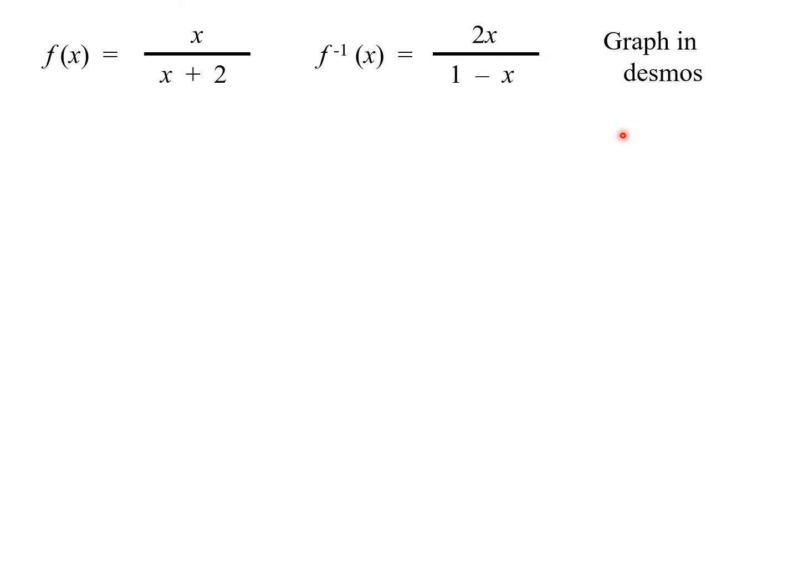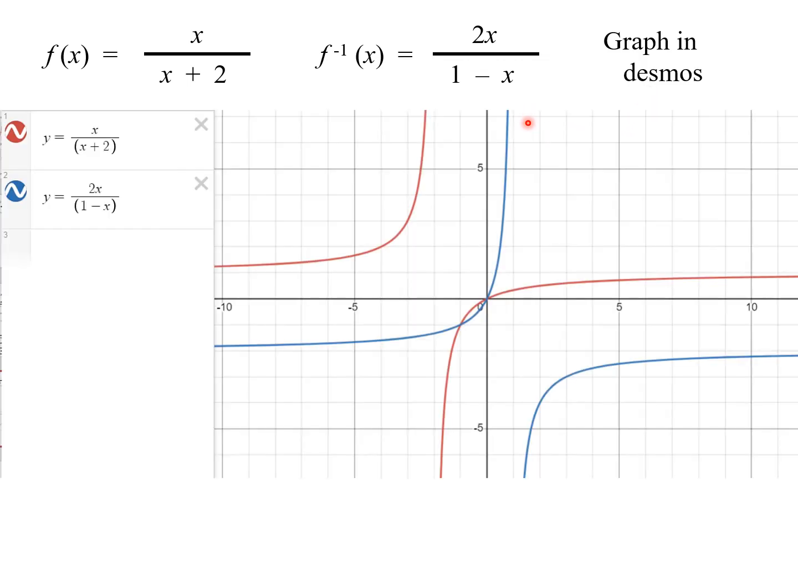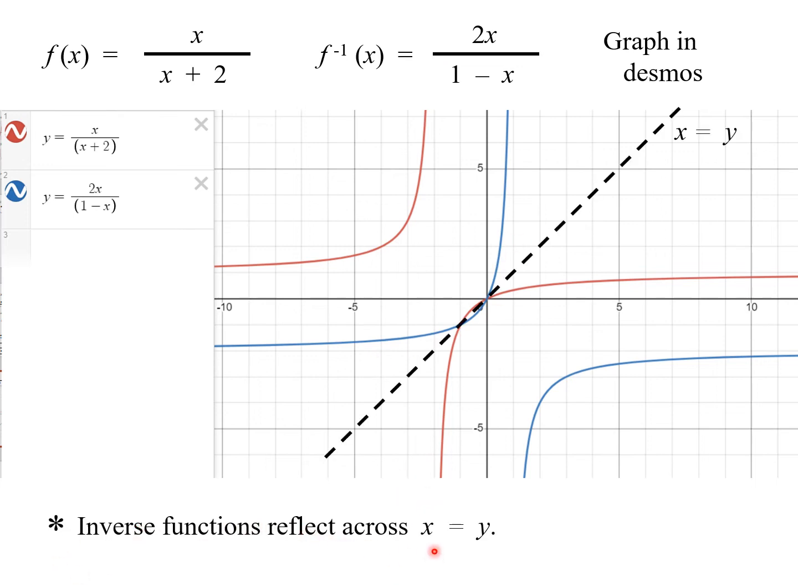All right. Now, we want to graph this in Desmos just to see what it looks like. It ends up looking like this. The original function is the one in reddish, and its inverse is in blue. Now notice that inverse functions reflect across the line x equals y. If you write in the line x equals y here, that is an axis of symmetry, and it acts as a mirror from one side to the other.